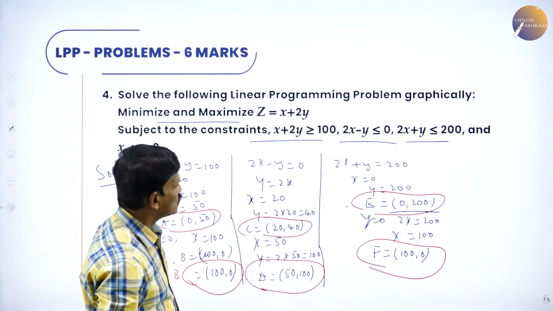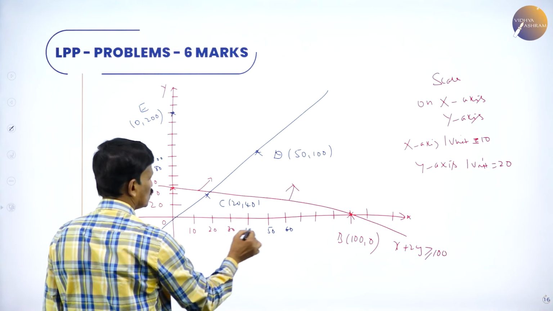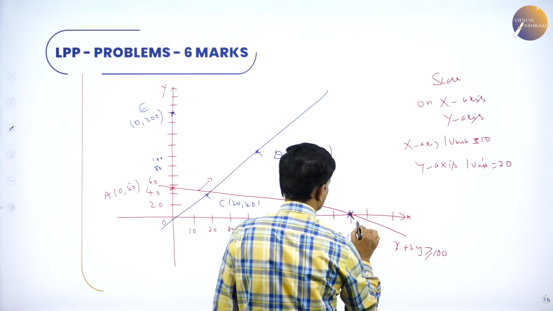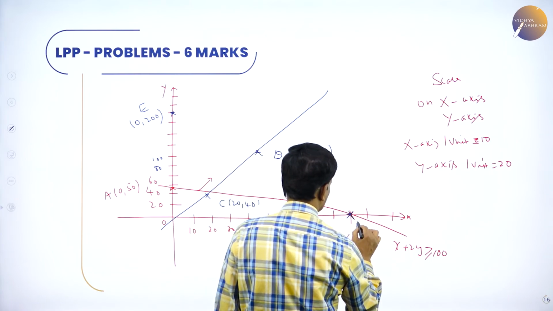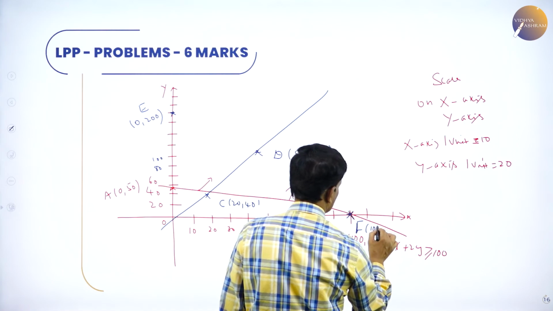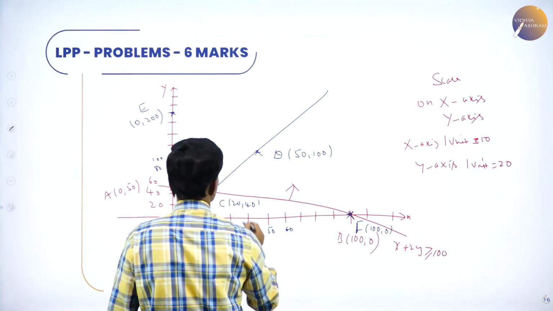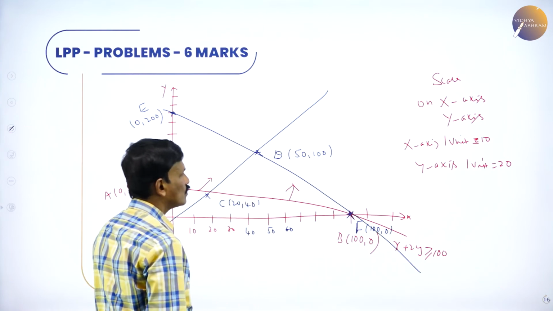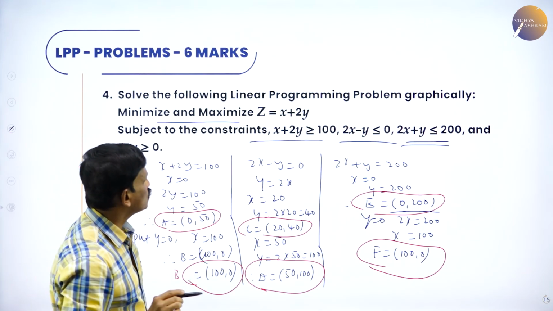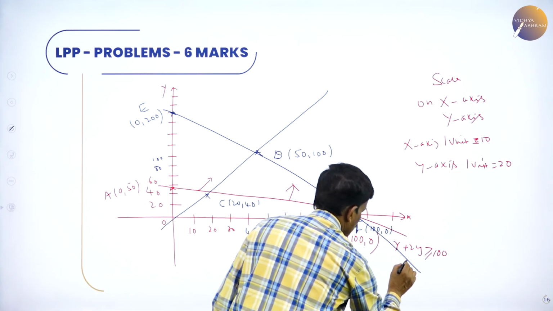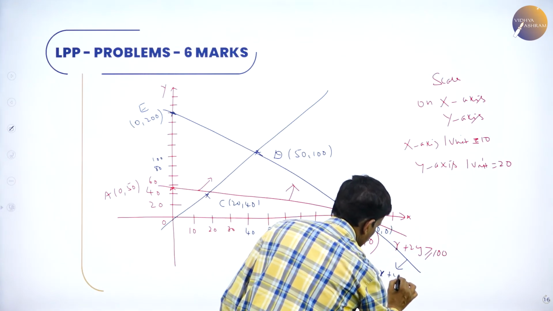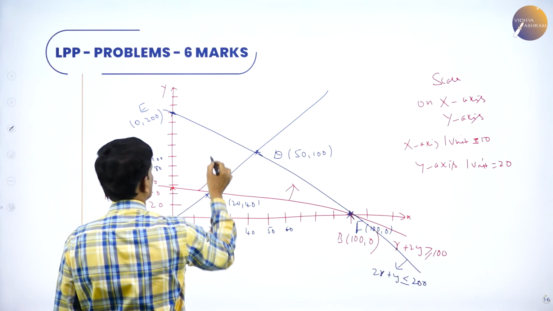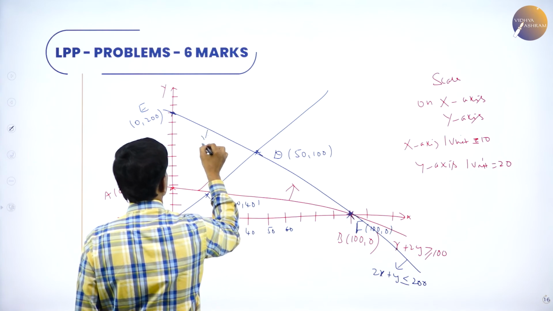And the next point is 100 comma 0. This is F, 100 comma 0. Now draw the line. What is this equation? So the line is 2x plus y is less than or equal to 200, this side. So this is the feasible region.